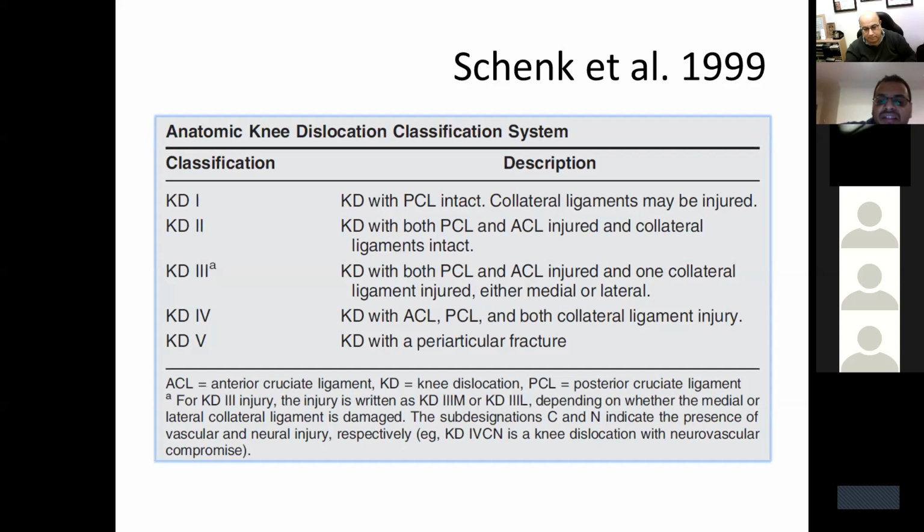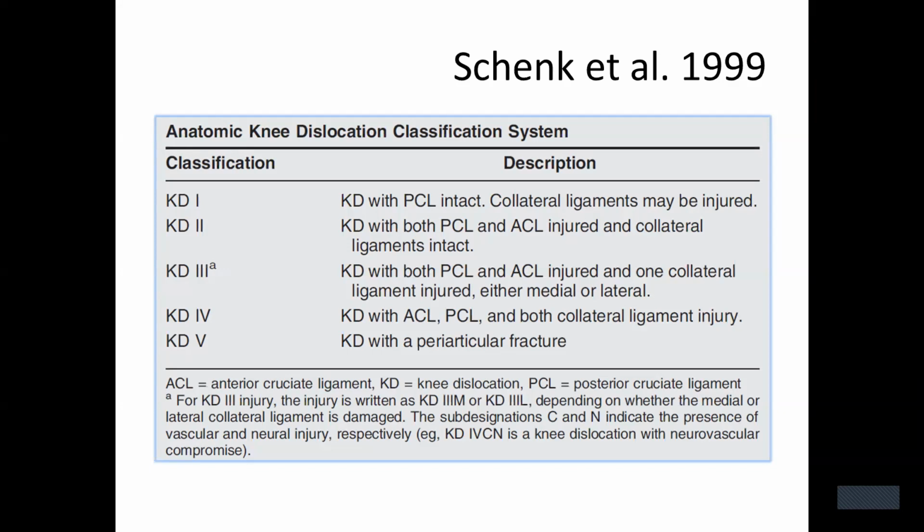Then you also add arterial injuries and neurovascular injuries as sub-designations. KD4 is when all four of the ligaments, i.e. both cruciates and both collaterals, are gone, and KD5 is with an associated fracture. And this seems to be the most useful classification system that we use in our clinical practice to try and guide management and assess severity.